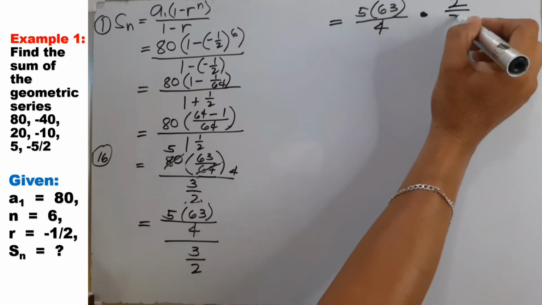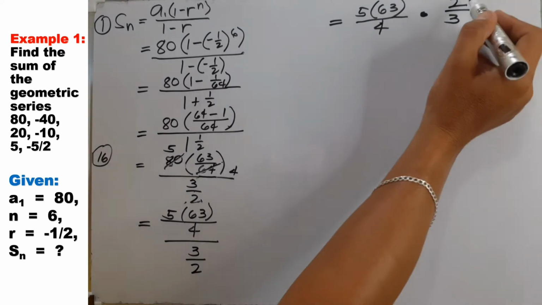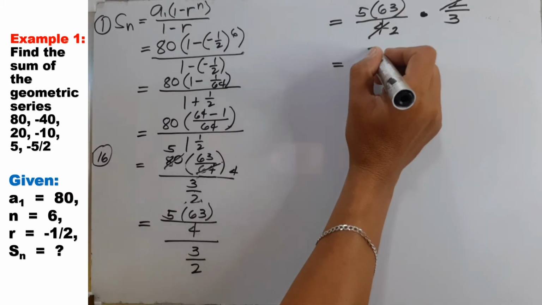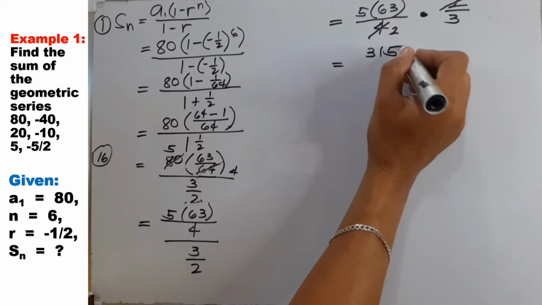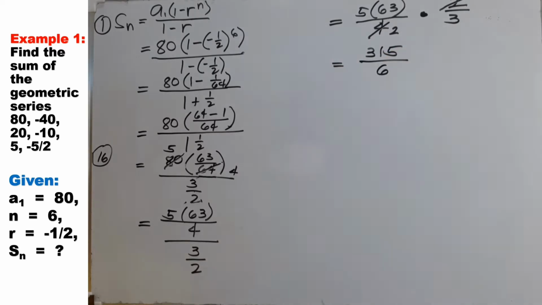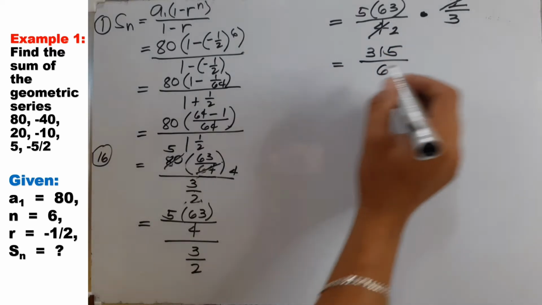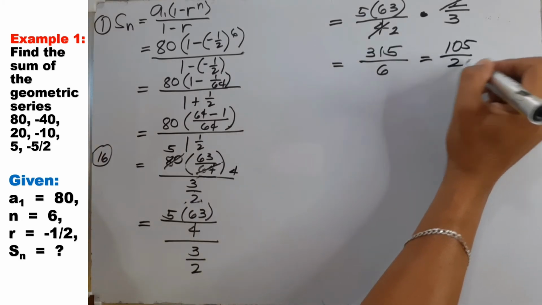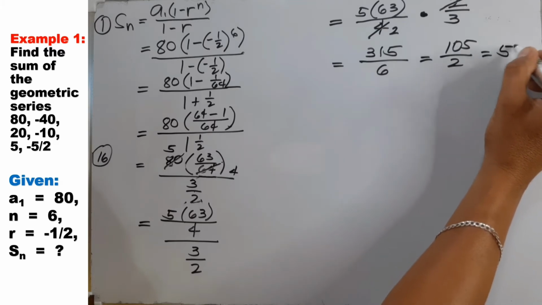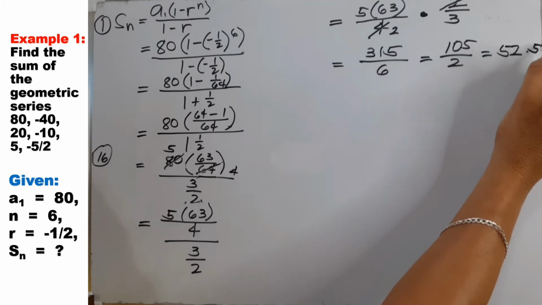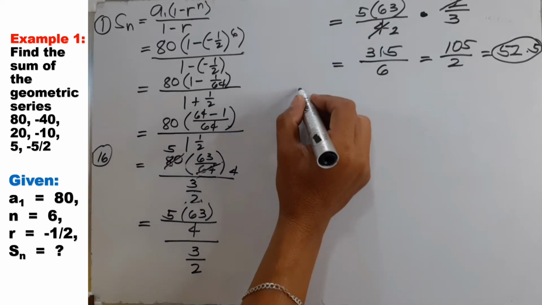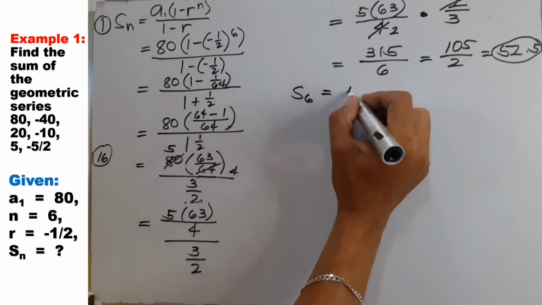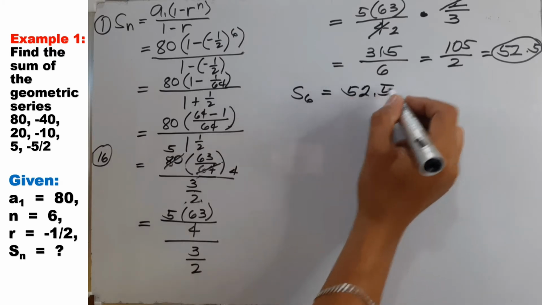So we have 2 over 3. Cancel 2 and 4, we have 2 here. 5 times 63 is equal to 315. 2 times 3 equals 6. 315 all over 6 is equal to 105 all over 2 or 52.5. So our S of 6 is equal to 52.5.